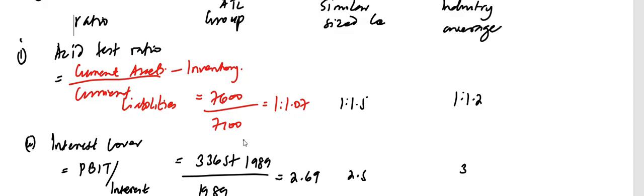Okay, so the company's acid test ratio is lower than both the similar sized, that's 1.5, and the industry average of 1.2. This indicates a potential liquidity problem, as the group may struggle to meet its short-term liabilities with its most liquid assets. What should be the recommendation? Of course, you have to give the recommendation as you're trying to assess. So the group has to focus on improving its working capital management, either by reducing the short-term liabilities, or they have to increase their quick assets like cash, receivables.